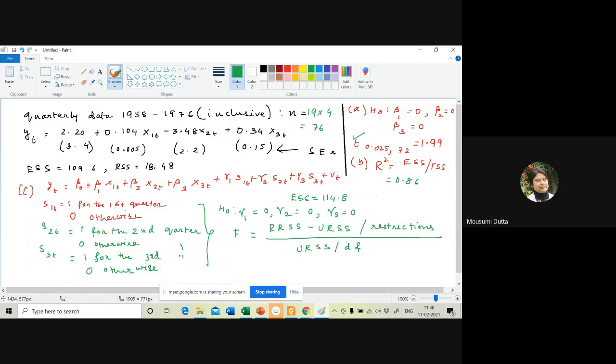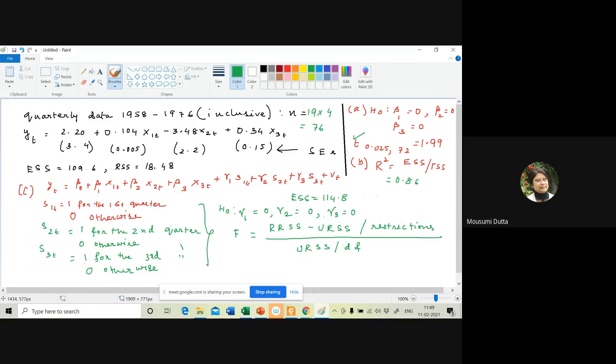So I hope everybody is familiar with this F statistic. We discussed this F statistic several times. So it is RRSS minus URSS divided by restrictions, divided by URSS by degrees of freedom. Now tell me what will be RRSS here. The original model is the restricted model. The new one is the unrestricted model. So what will be the RRSS? RSS of the new model or RSS of the old model? The RSS of the old model.